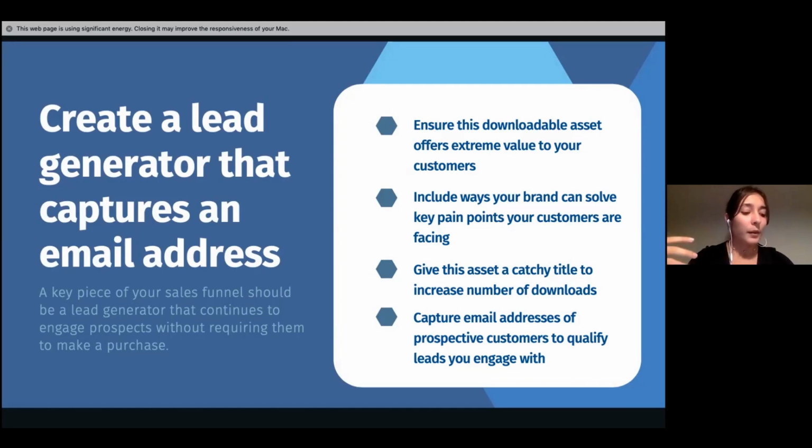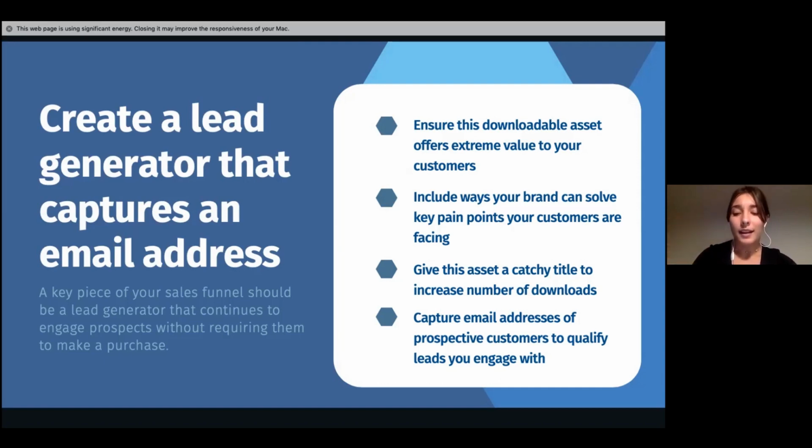So for example, as we're talking about sales funnels, let's say that we say, 5 ways to increase your sales immediately. So if I'm a business owner and I'm looking for increasing my sales, and I see this catchy title, I really want to know which ones are those 5 easy ways to increase my sales. So I'm seeing that you're giving me some value in a very quick way. And then capture those email addresses of prospective customers to qualify the leads you engage with.